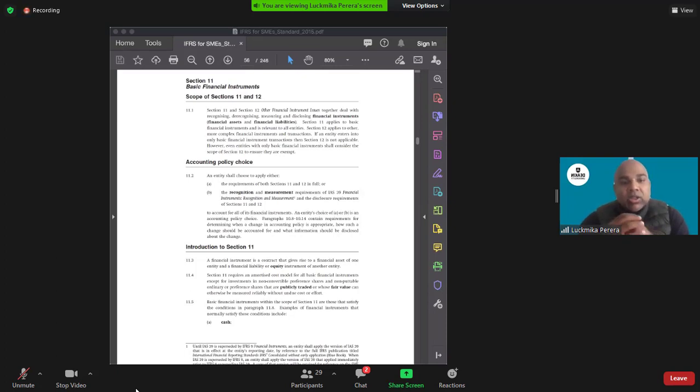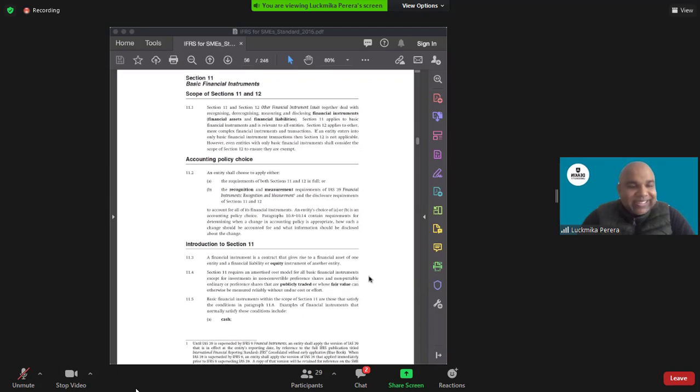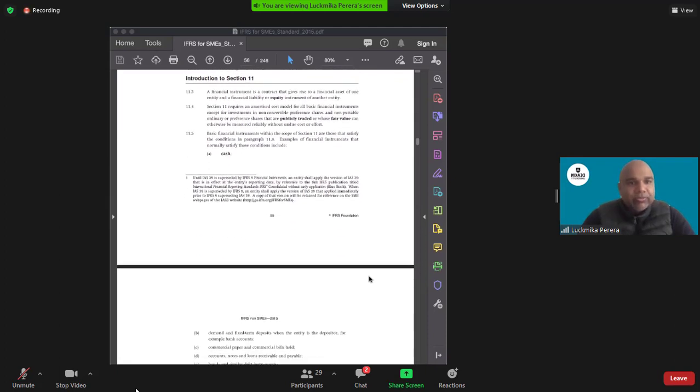Okay. So basically, can you give me a couple of examples of financial instruments that you're aware of? A futures contract, for example, is a financial instrument. Derivatives is a financial instrument. Okay, right. So let's go through section 11 in a little bit more detail.